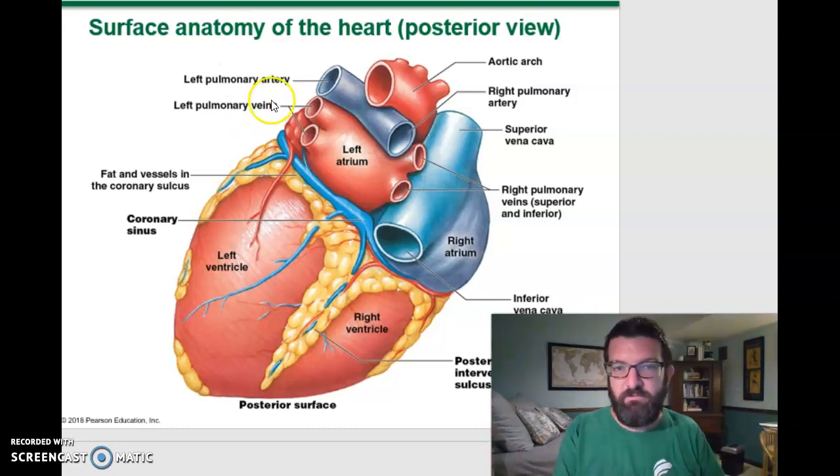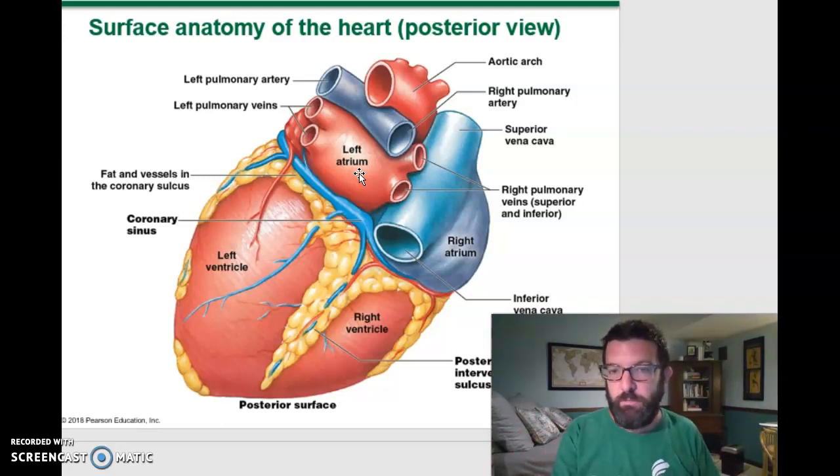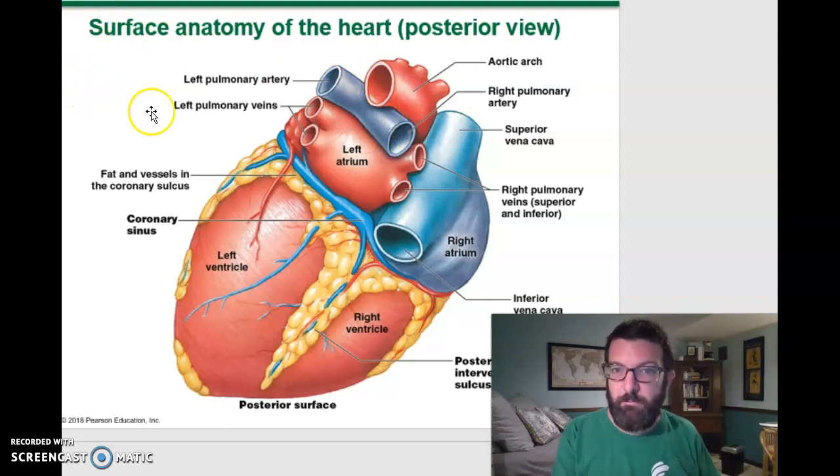Now, you tend to think of veins as being deoxygenated, but in this case, they're oxygenated because they're coming back from the lungs, right? All it means to be a vein is that you're returning to the heart. And while your systemic veins are returning without oxygen to the heart, in your pulmonary circuit, it's reversed. Your pulmonary arteries are deoxygenated, leaving to go pick up oxygen at the lungs. Once they've got oxygen, they come back to the heart via the pulmonary veins.